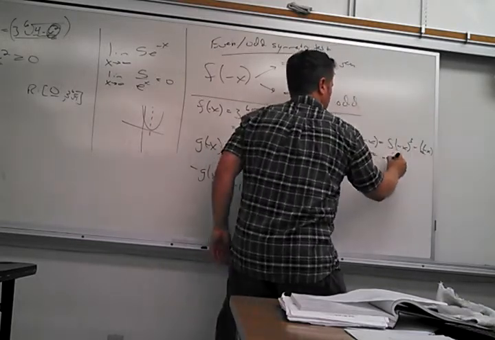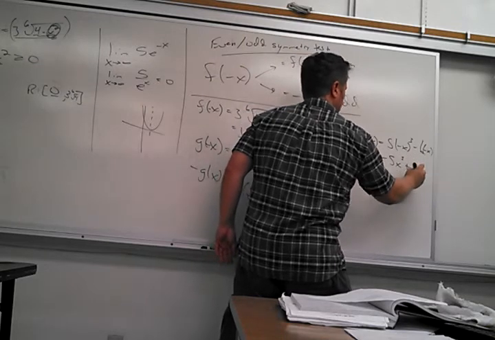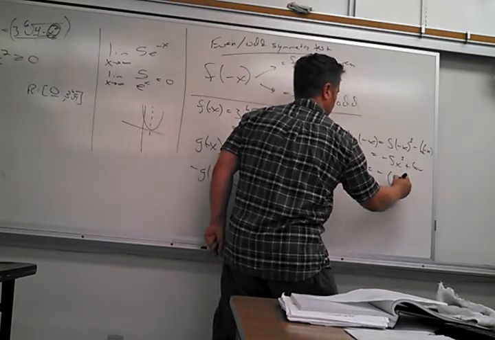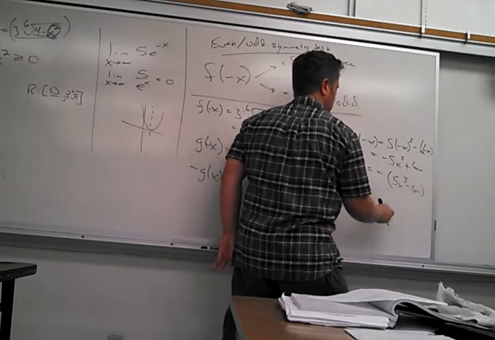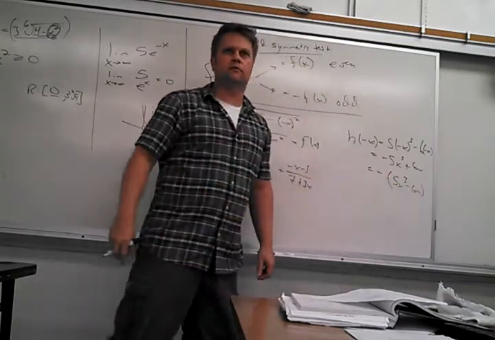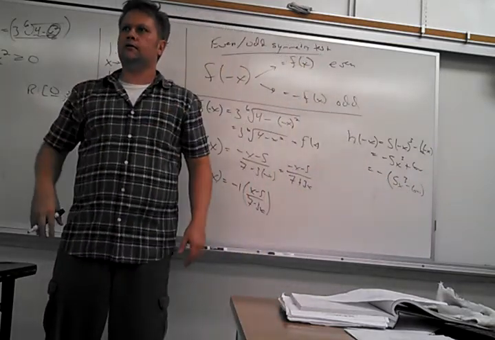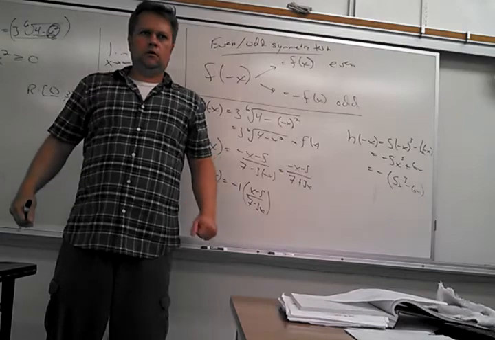You get negative 5x cubed plus 6x, which is the negative of 5x cubed minus 6x. So it's the negative of what h used to be. That's exactly odd. Cool.